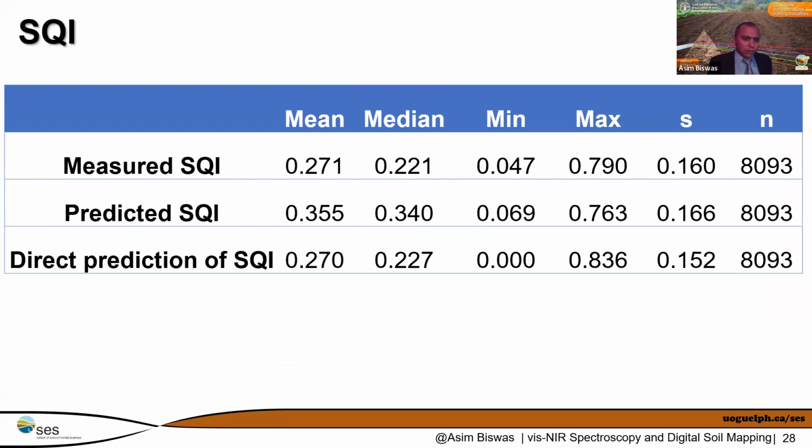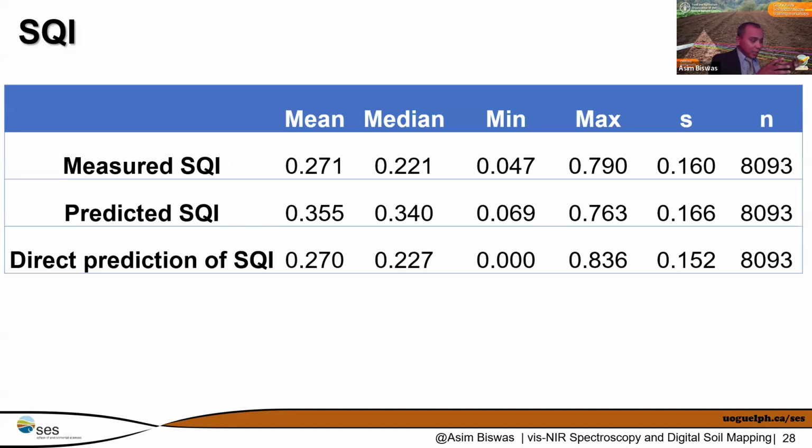Now, we did not stop there. For that soil quality index, we measured the SQI, which is based on the calculation of the lab measured properties. And then we can also calculate our SQI based on the predicted properties, individual predicted properties. And then we also do direct prediction of SQI. So these are three different approaches.